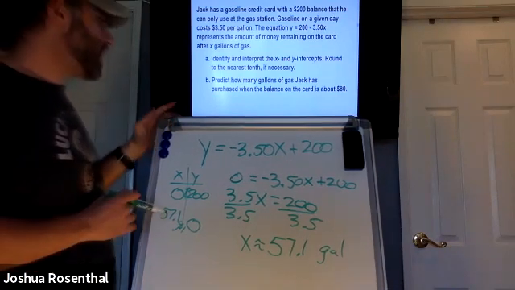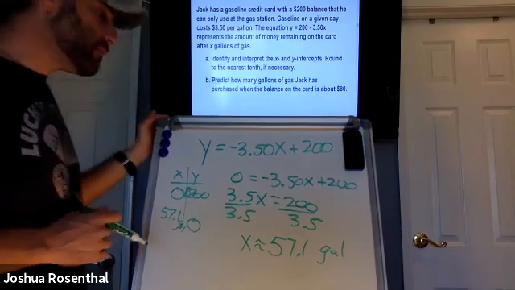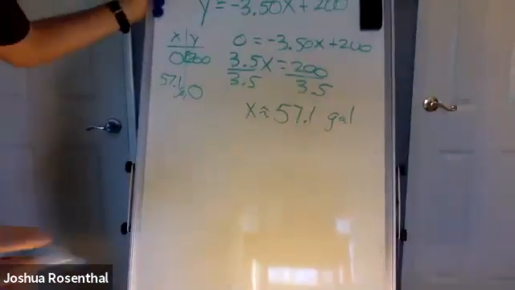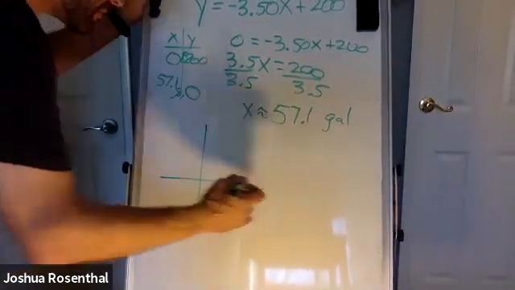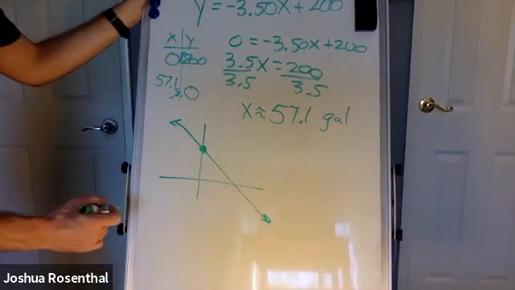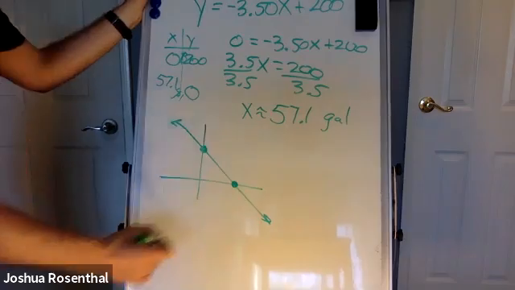Any questions about that so far? Why'd you put a 0 as the Y? Because that's what an x-intercept means. When you have a graph, where a line hits the y-axis is the y-intercept. Where it hits the x-axis is the x-intercept. The y is 0.